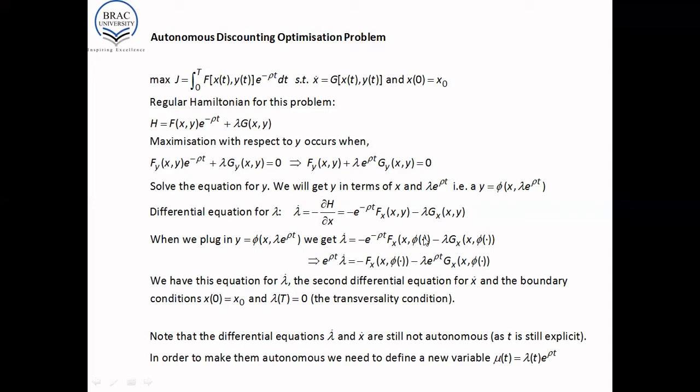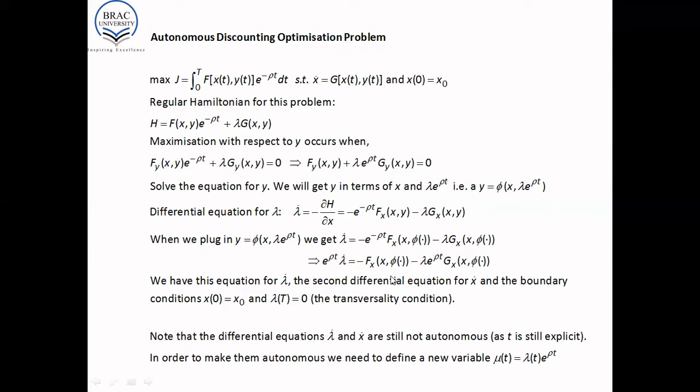Once again, you multiply both sides by e to the power plus rho t. On the left-hand side, you get e to the power plus rho t times lambda dot. And this becomes 1 when you multiply it with e to the power plus rho t. You get negative f sub x, x phi, minus lambda times e to the power rho t, g sub x, x phi. We have this equation for lambda dot, right?